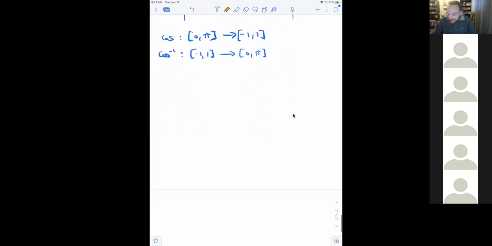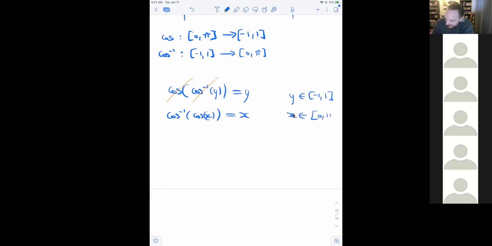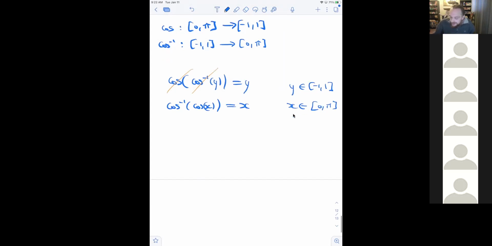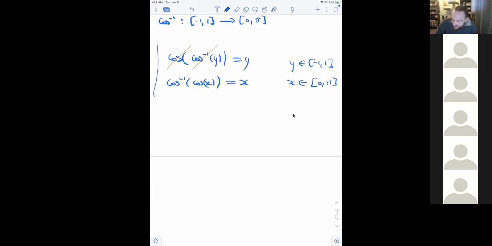And again, that says that you can cancel. So cos of cos inverse of y is y, which acts as just canceling. As soon as they touch, they annihilate each other. But that can only work on what? For y in -1 to 1, and cos inverse of cos of x is equal to x for x inside 0 to pi. So again, you can't just cancel them off. Make sure that the cancellation laws, these are the cancellation laws for cosine.